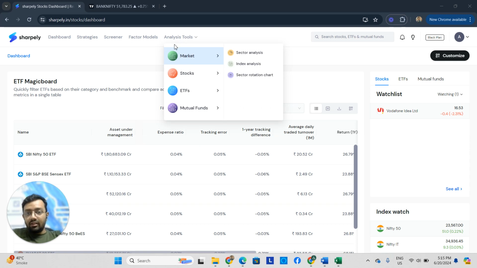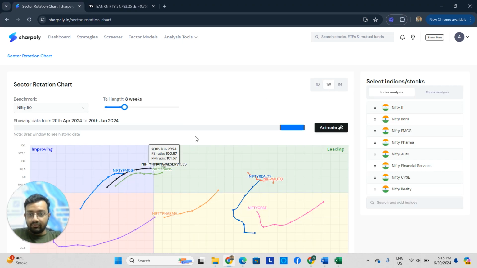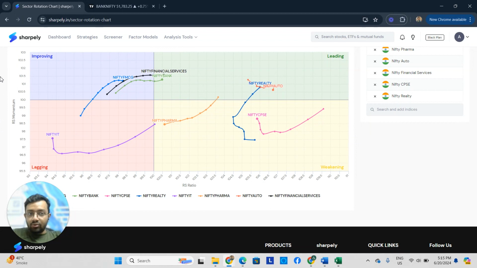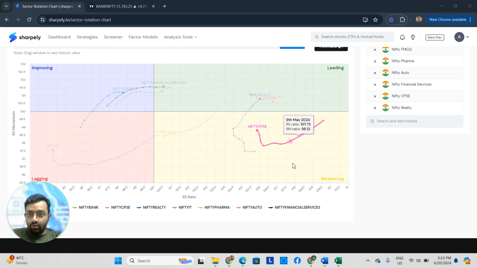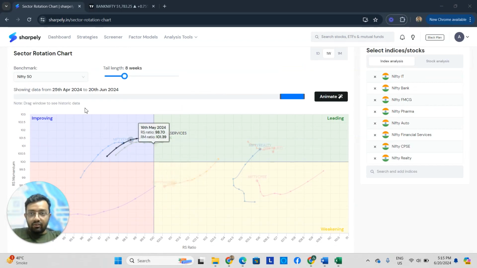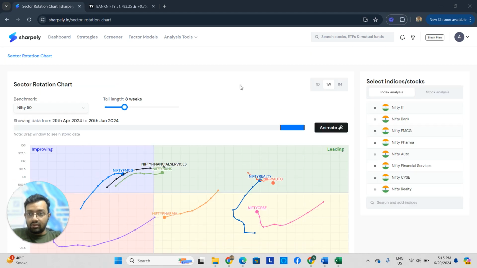So to open it, you just go to analysis tools, then in market, you have this sector rotation chart here. And as you can see here, we have the sector rotation chart available. We have three inputs. First is the time frame, 1 day, 1 week, or 1 month. So if you are a swing trader, you will be using weekly time frame. If you are a very long-term investor, then you can go up to the monthly time frame. But we are keeping it weekly.